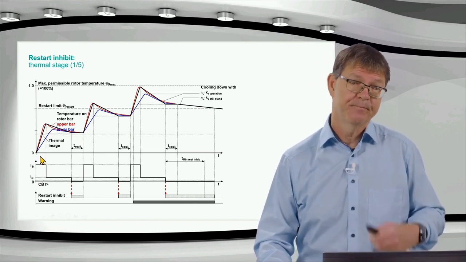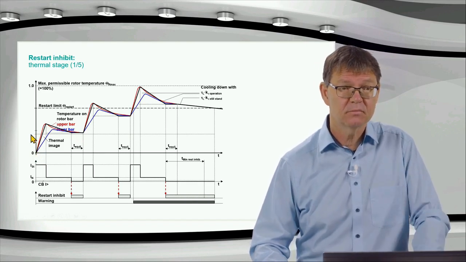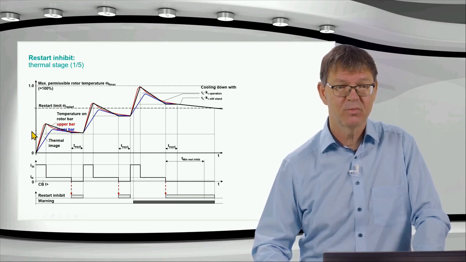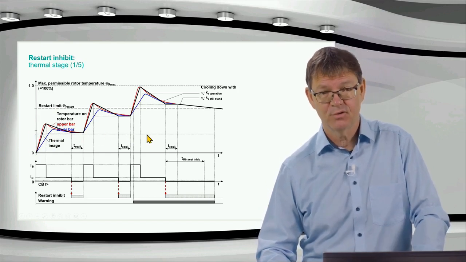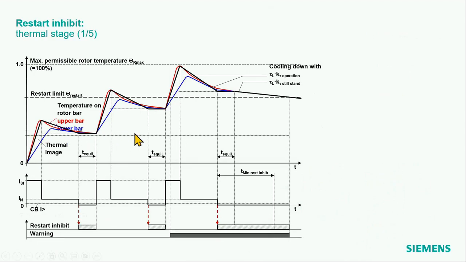Okay, let's go through that. What happens? So I have here three levels. So this would be then the level after the first restart, so when the motor is running permanently, I will come here to that level because I have two starts from warm and three starts from cold.